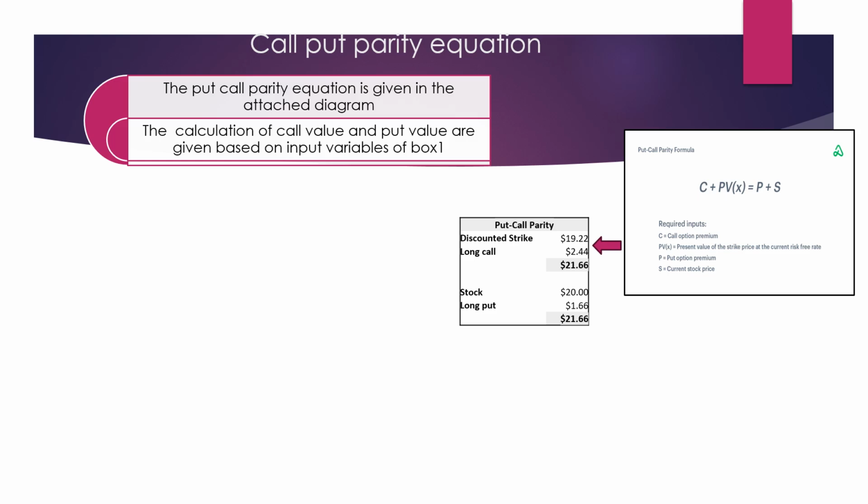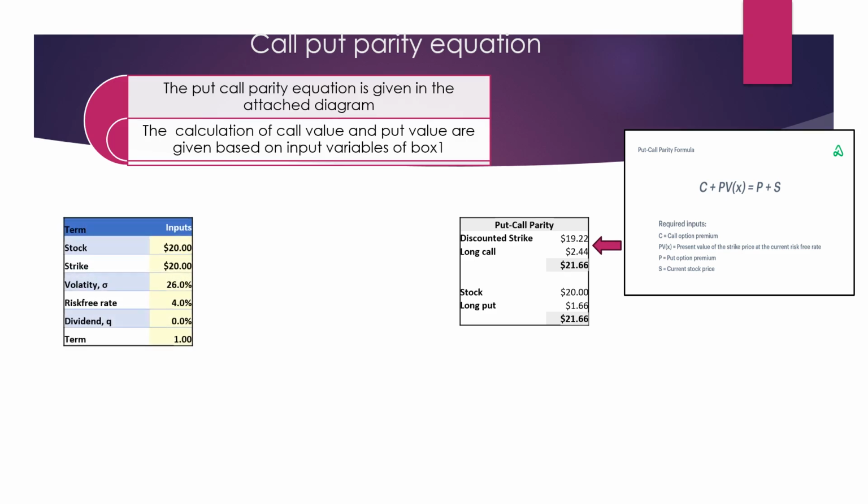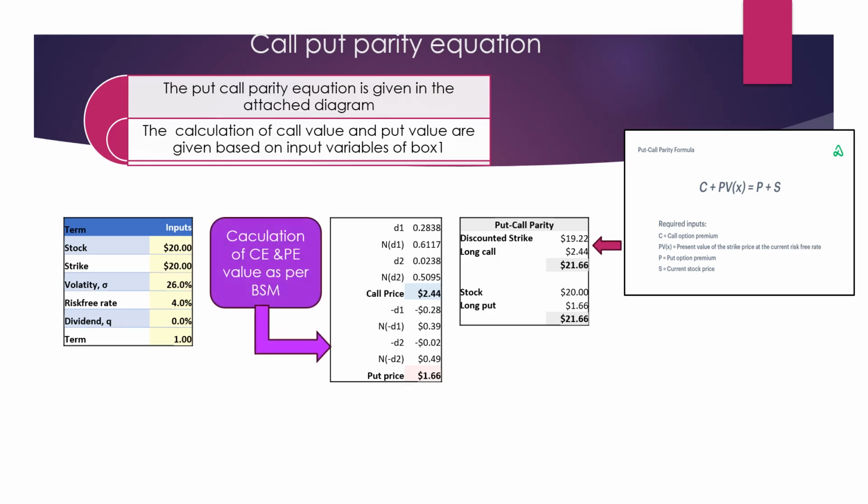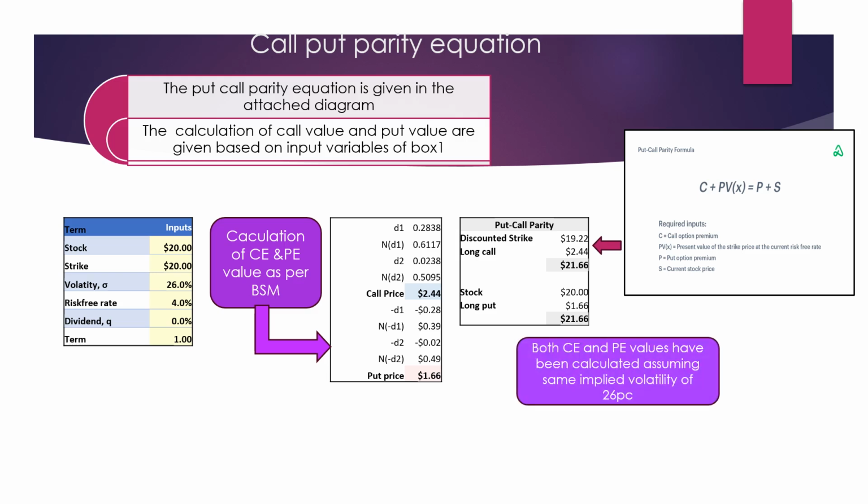The calculation of call values and put values are given based on the input variables in the box 1. Now you can see that the call and put values have been calculated, and both sides of the portfolio values in the put call parity equation are having the same values of $21.66. So the call price is at $2.44 and put price is at $1.66.